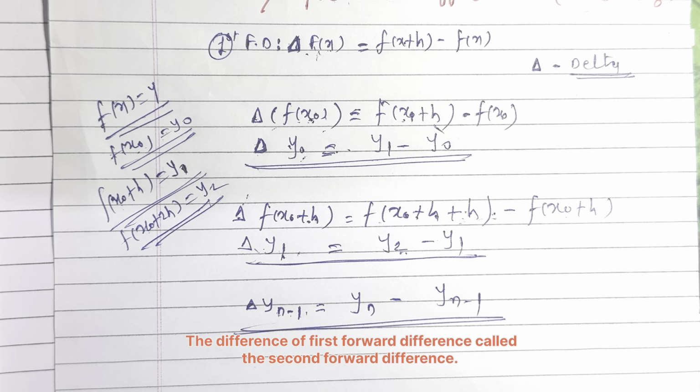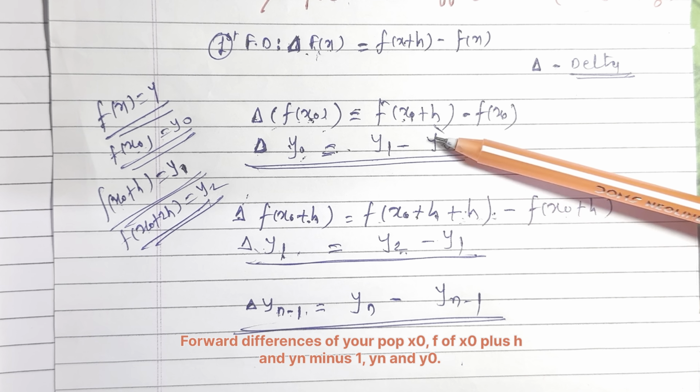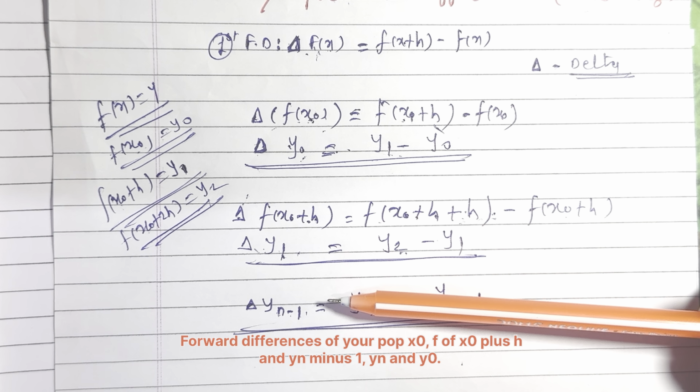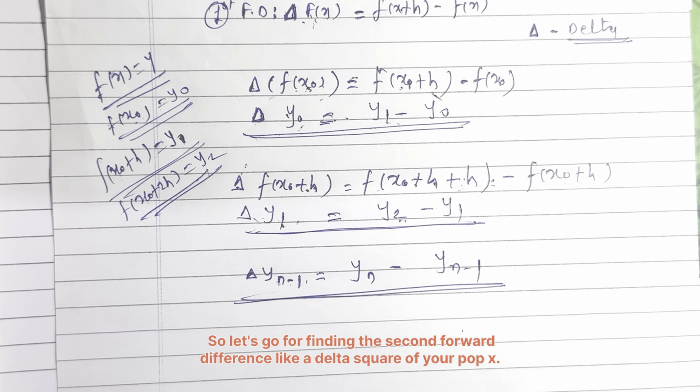The difference of the first forward difference is called the second forward difference. So let me explain the second forward difference, delta square of f of x, and delta cube of f of x. I hope you all have understood how I have written these forward differences here: forward differences of f of x naught plus h, and y(n-1), yn and y0. Not that difficult, it's one of the easy concepts. So let's go for finding the second forward difference, delta square of f of x.